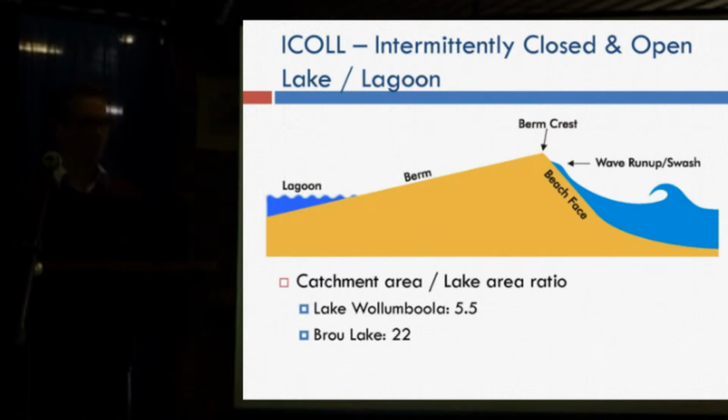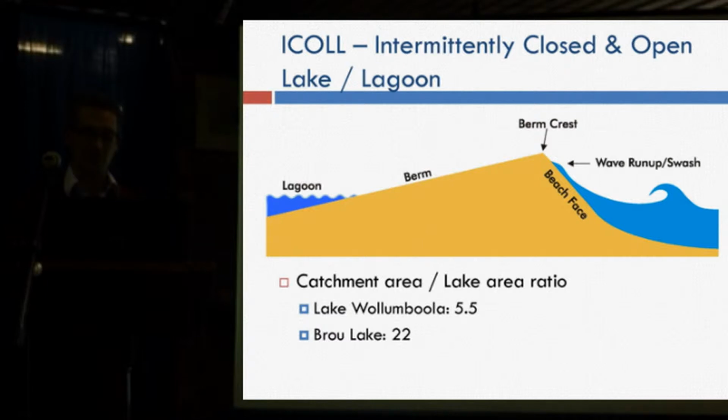One of the key characteristics of these ICOLLs is the catchment area to lake area ratio. I talked about that earlier. Lake Wollumboola is right up at the extreme end of the lakes that we have in terms of catchment area size to lake area ratio. The lake itself takes up about 20% of the entire catchment, a ratio of 5.